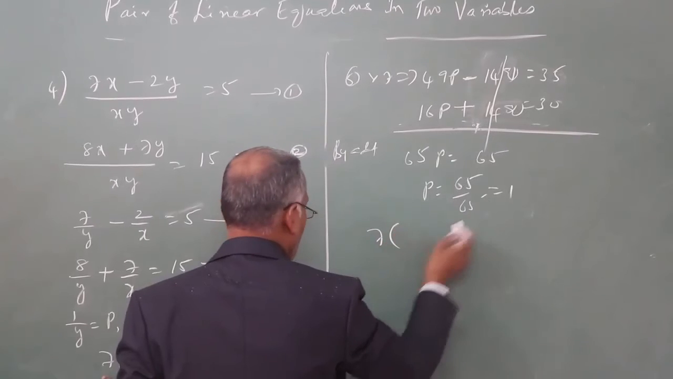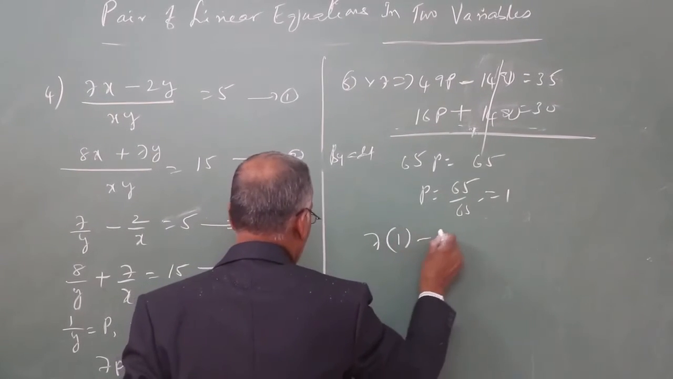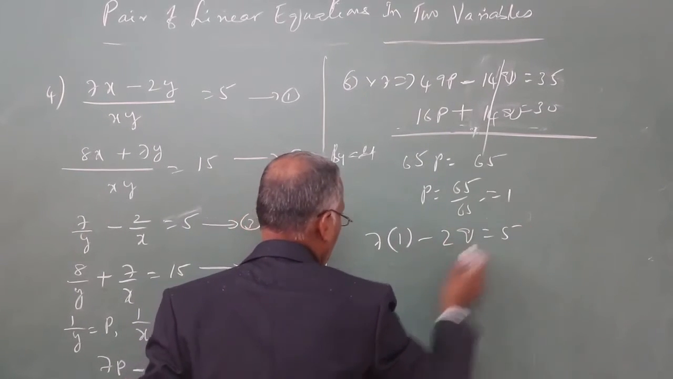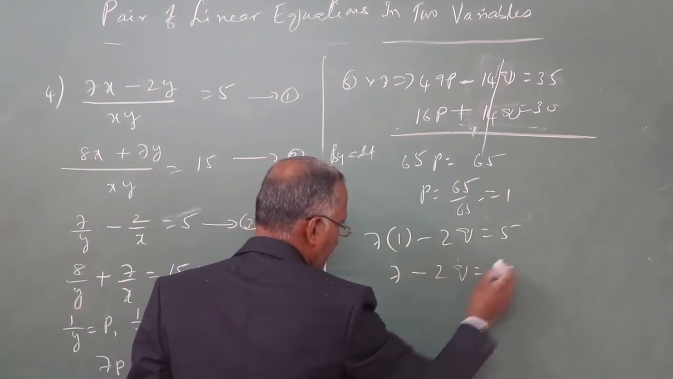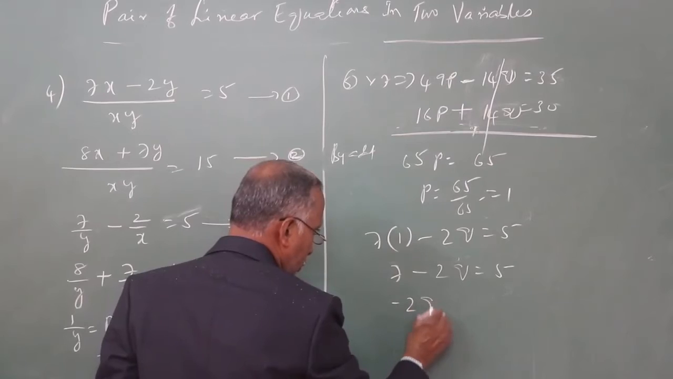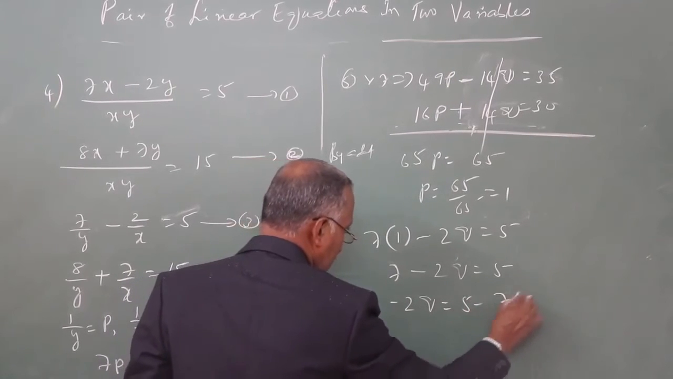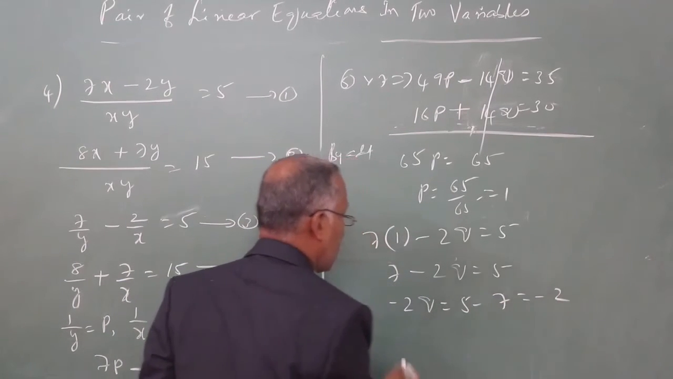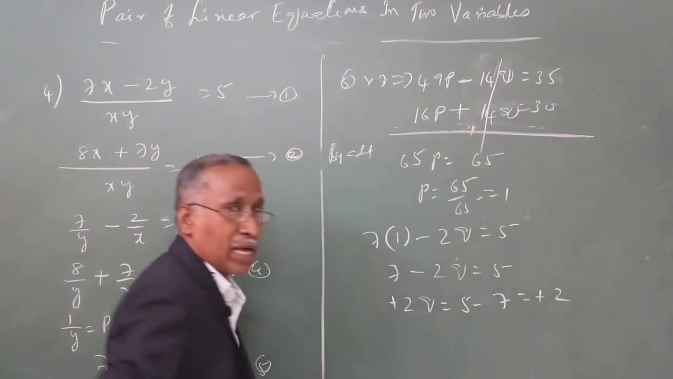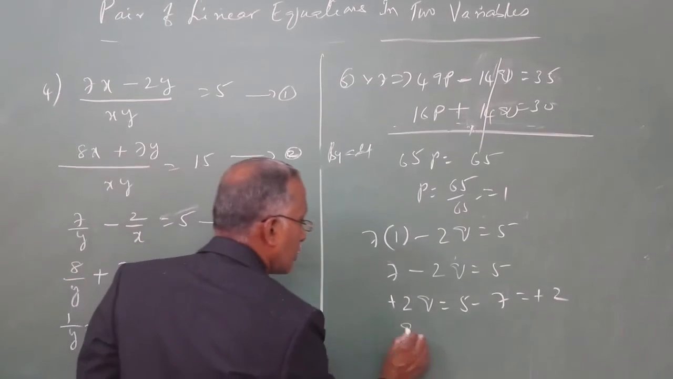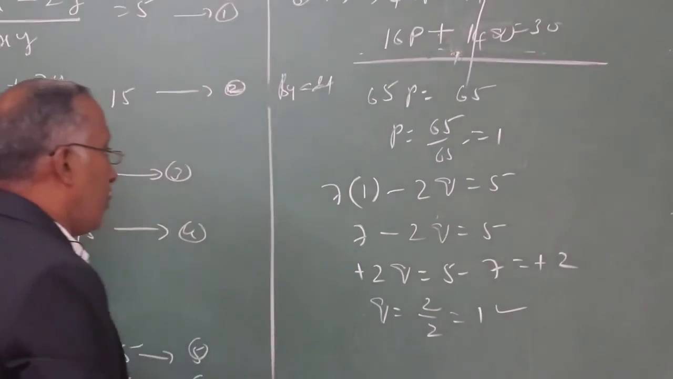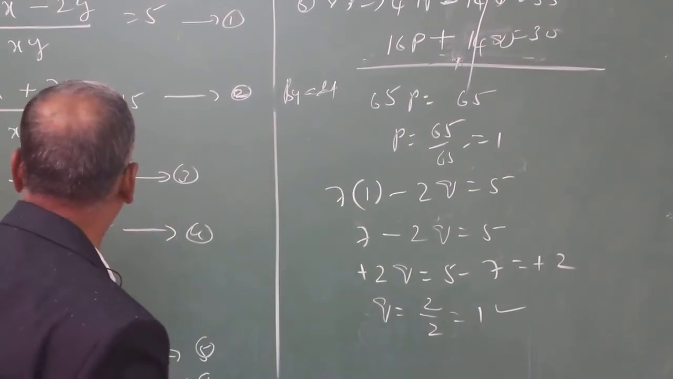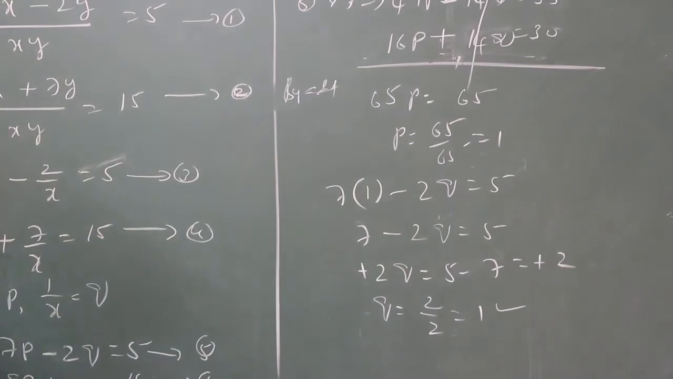Now 7 into p, which is 1, minus 2q is equal to 5. 7 ones are 7, minus 2q is equal to 5. Similarly, minus 2q is equal to 5 minus 7, which is equal to minus 2. On both sides the negative sign is there. Simplify it now. q is equal to 2 by 2, which is equal to 1. You have got it now. p is equal to 1. q is equal to 1.